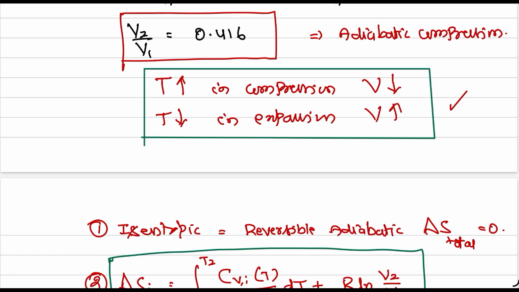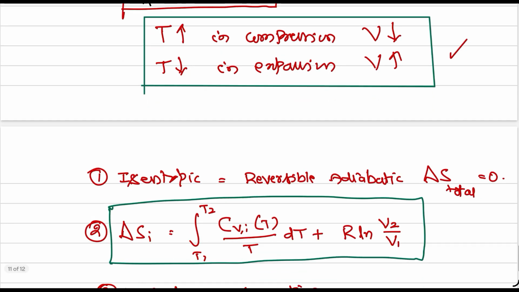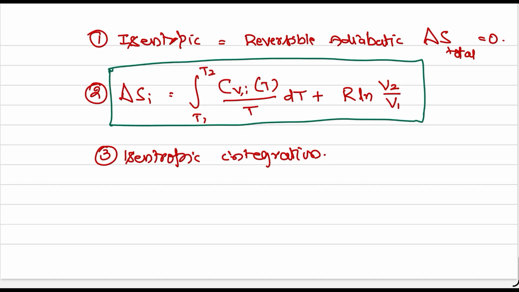V2 by V1 we got 0.416, that denotes that the final volume is lesser than the initial volume. Hence, the process is adiabatic. Rather, we write like this: reversible adiabatic compression.